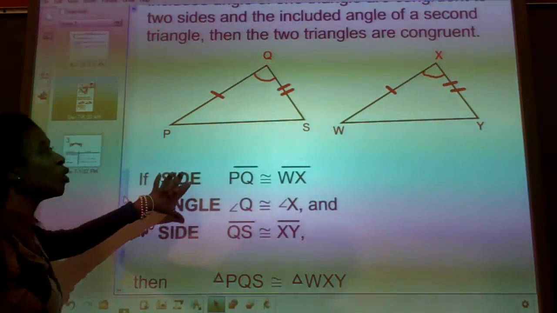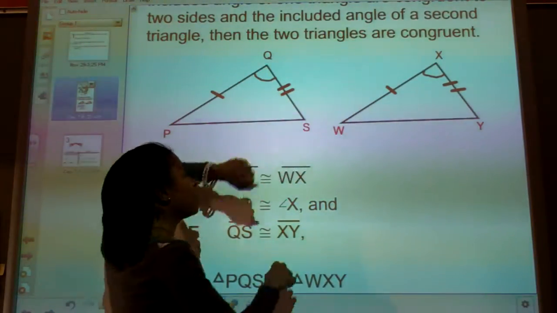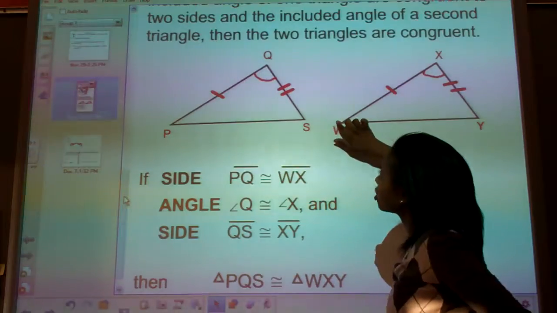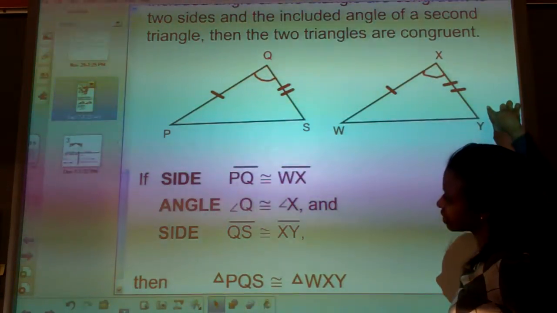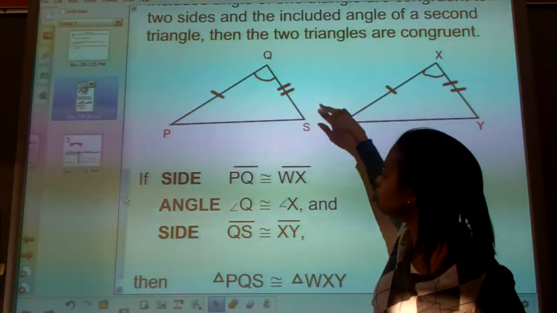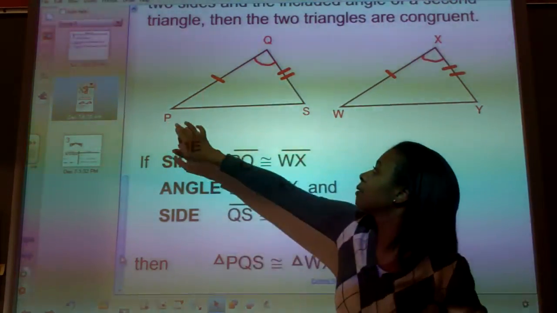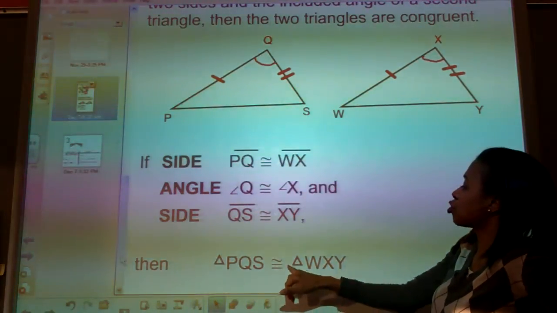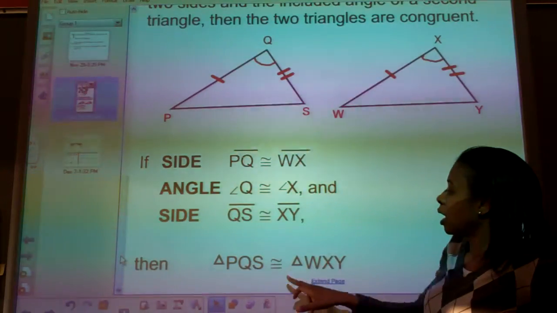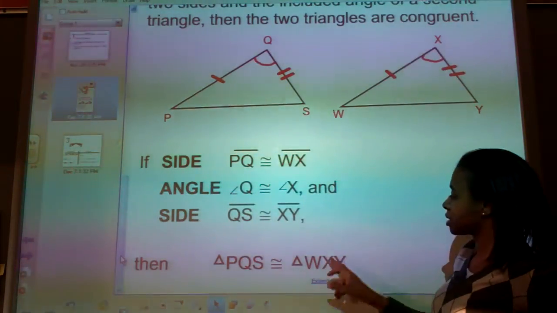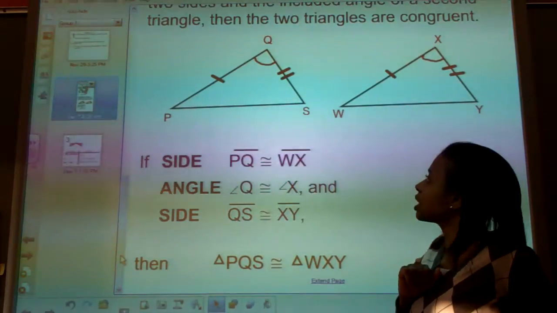If that's true, if I have a side and then an angle in the middle and another side, and it's congruent on the second triangle by side, and then that same angle in the middle, and then the second side, then I can say that these two triangles, triangle PQS, is congruent to triangle WXY. Again, P corresponds to W, Q corresponds to X, and S corresponds to Y. So this goes side angle side.